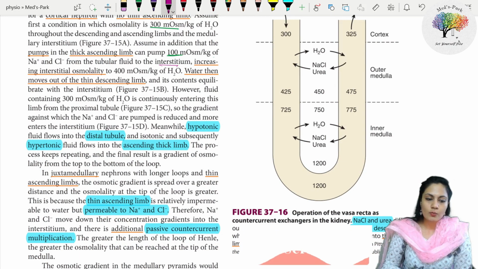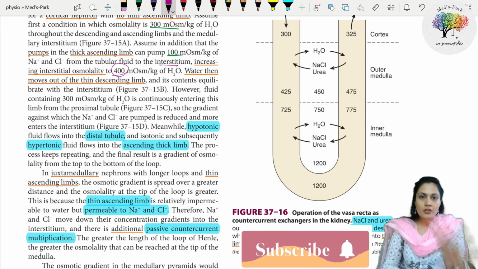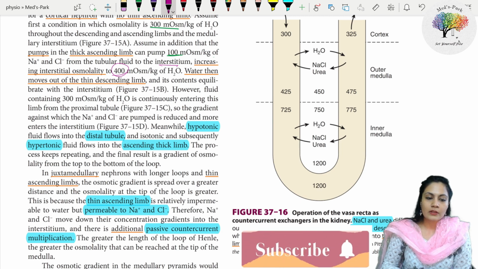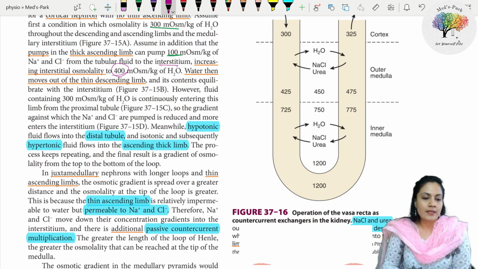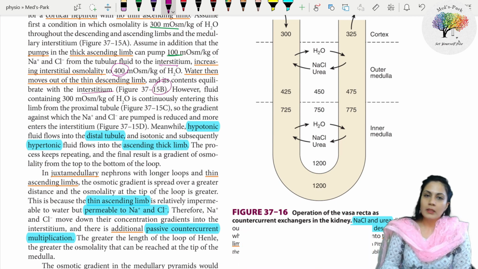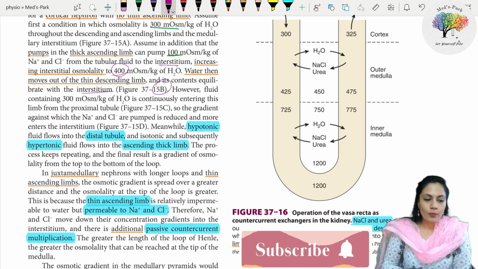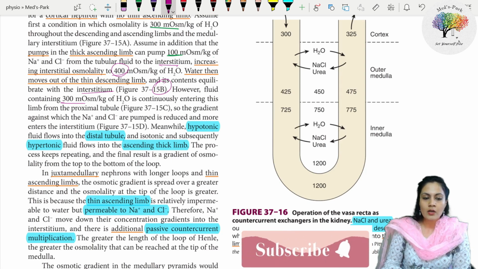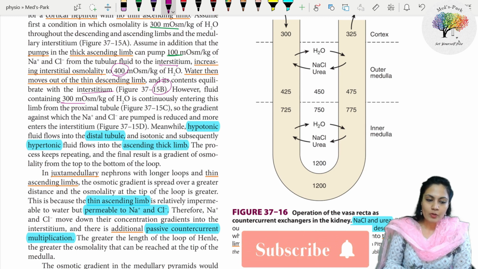Increasing the interstitial osmolarity to 400. Why? Because it is throwing 100 milliosmoles, right? Water then moves out of the thin descending limb and its contents equilibrate with the interstitium, which is shown in the B, which we discussed. However, a fluid containing 300 milliosmol per kg water is continuously entering this limb from the proximal tubule, so the gradient against which the sodium and chloride are pumped is reduced and more enters the interstitium.